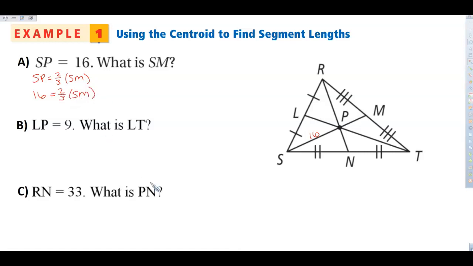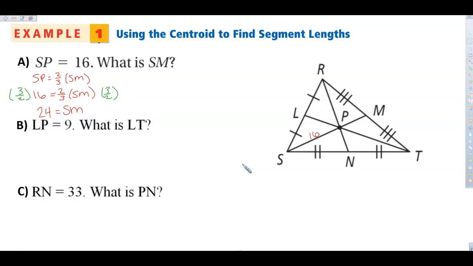Then I could multiply both sides by 3/2. And then when I do 16 divided by 2, that is 8. And then when I do 8 times 3, that is going to be 24. So 24 is going to be the length of SM. This is one way that I can do it.